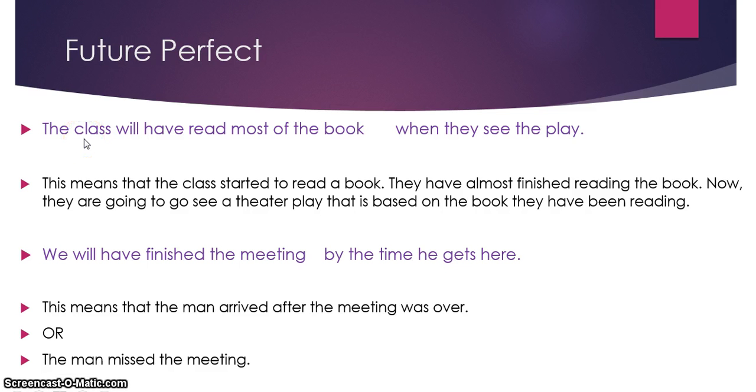Here's some more examples of future perfect. The class will have read most of the book when they see the play. So here's my will and have. Here's my past participle. Here's my time clause with when. Okay. This means the class started to read a book. They've almost finished reading the book, and now they're going to see a theater play that is based on the book they have been reading. Okay. So they have not finished the book yet when they go to see the play.